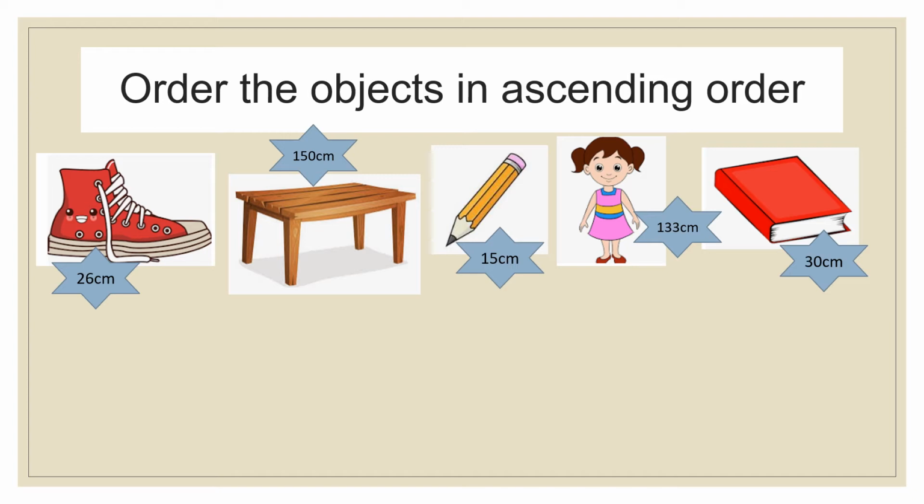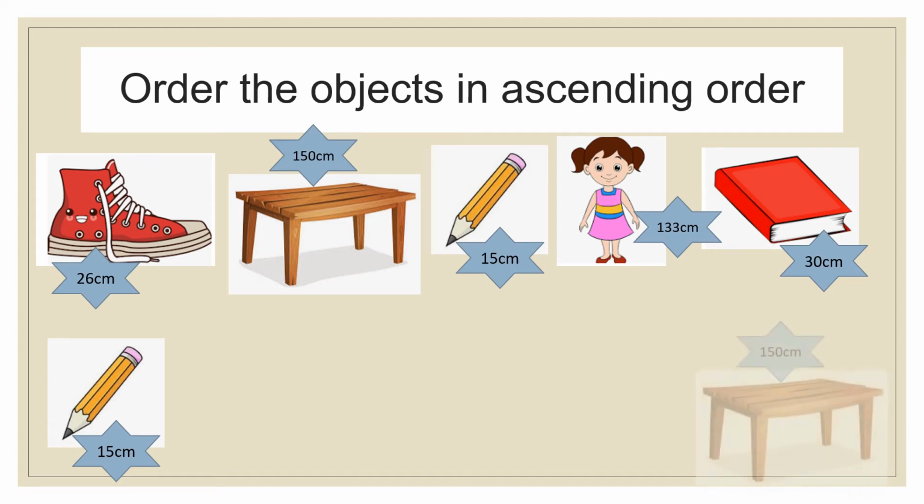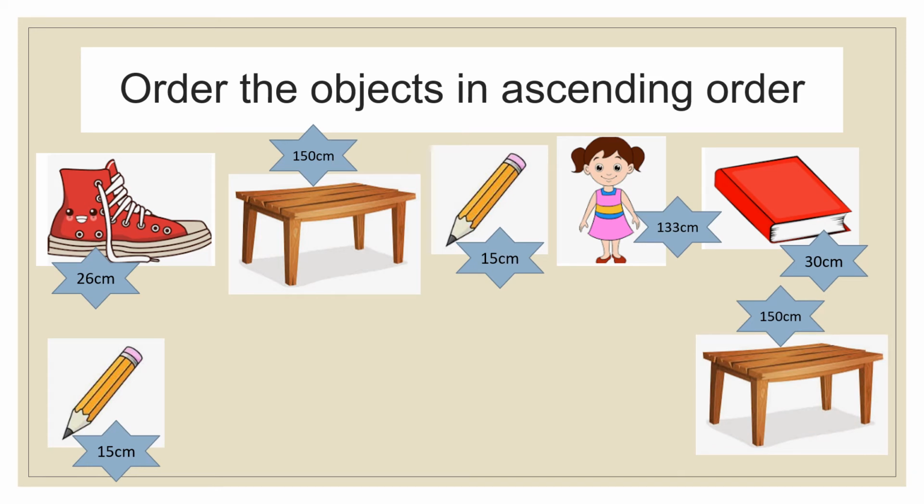So first, looking at all your lengths, identify which is the shortest. Now my pencil is the shortest at 15 centimetres. So I'm going to place it in first position on the left. Next, you need to find the longest length. Looking at my objects, I can see straight away that my table is longer than the girl at 133 centimetres. So the table at 150 centimetres must be the longest object. So I'm going to place the table in last position on the right.